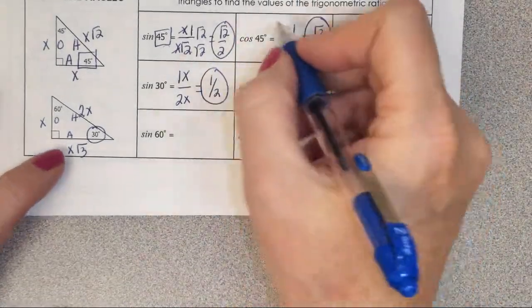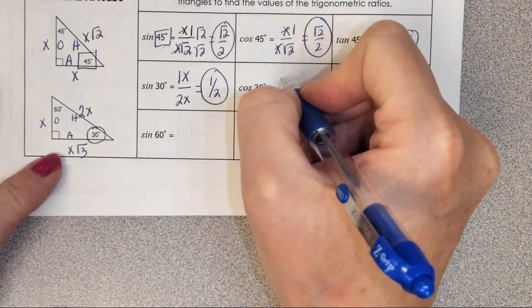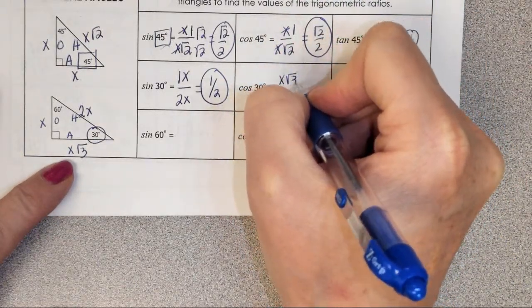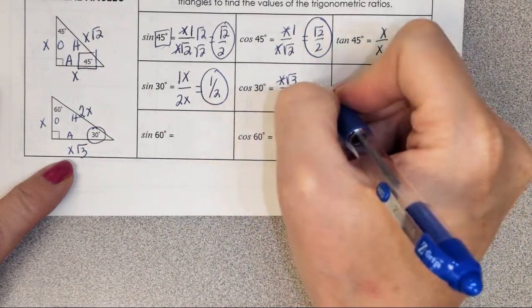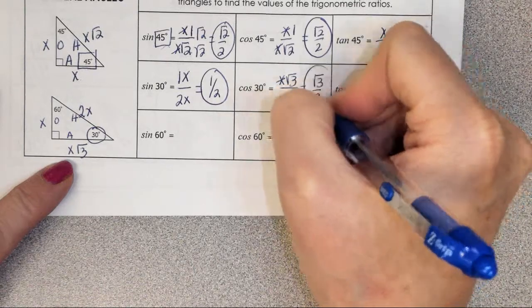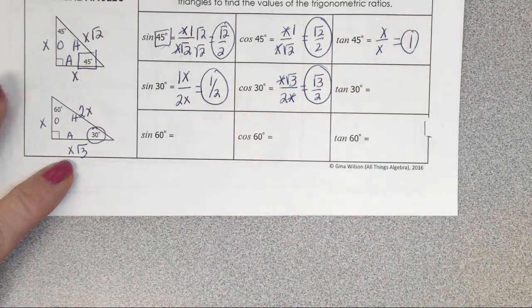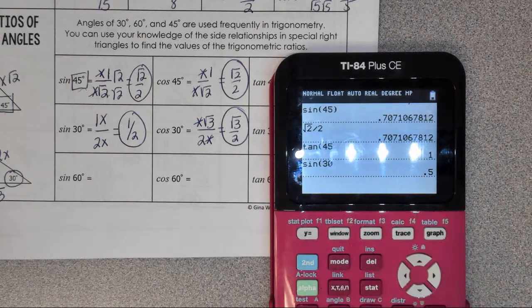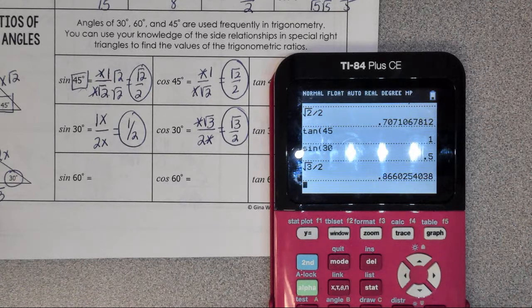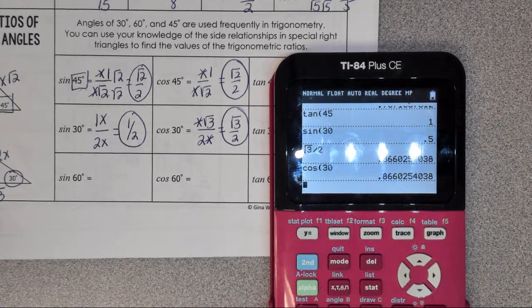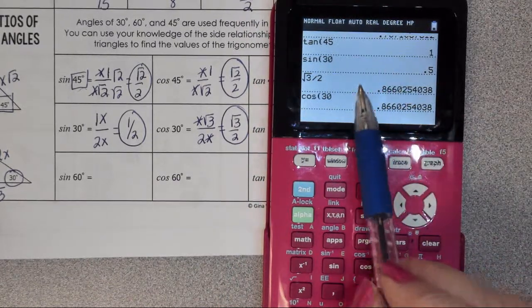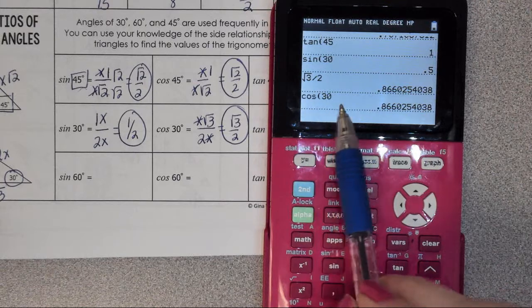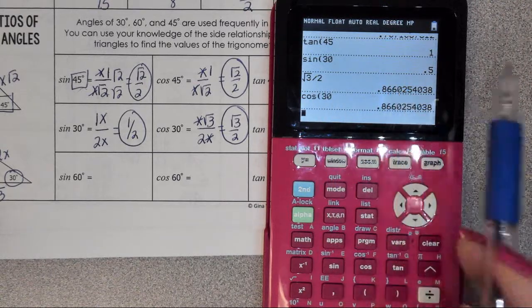Okay, let's do the cosine of 30 now. We're going to do our adjacent over our hypotenuse. So can you see why it would be radical 3 over 2? If I wanted to check, I would do radical 3 divided by 2. And then I would also see, is that the same thing as cosine 30? See how I can check and make sure that that's right? Cosine of 30 is the same as radical 3 over 2. They have the same answer.